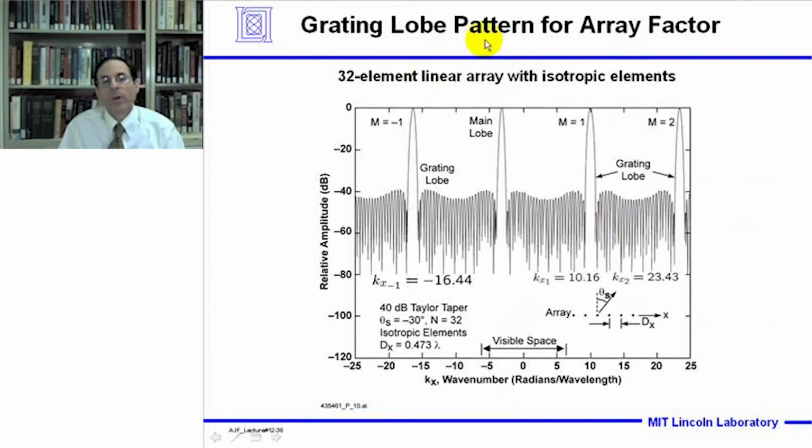Now this slide shows the grating lobe pattern for the array factor in visible space and in the invisible space. So it's a 32-element linear array of isotropic elements. Here's the main lobe with the beam steered to minus 30 degrees. And here's grating lobe number minus 1, grating lobe plus 1, and grating lobe plus 2. These are located at the positions calculated from the prior slide. Notice in this example we chose a 40 dB Taylor taper.